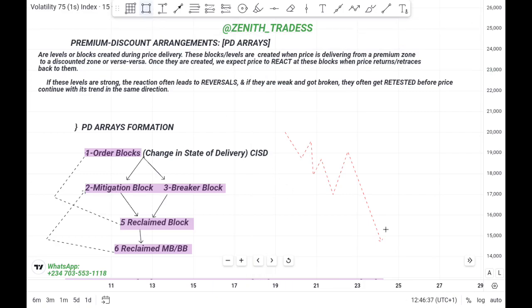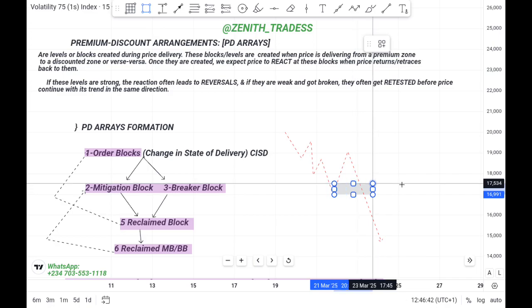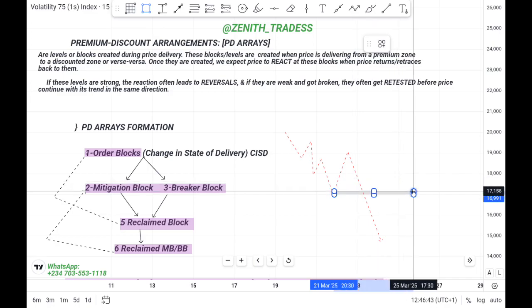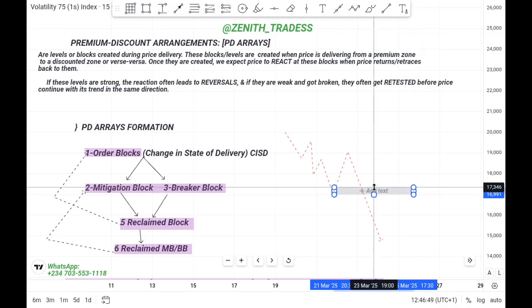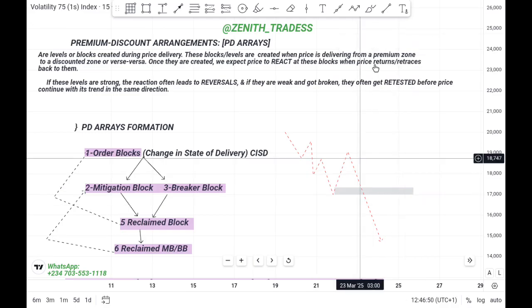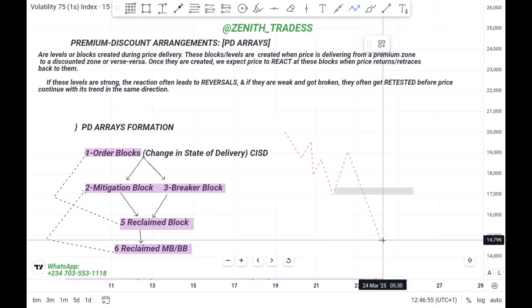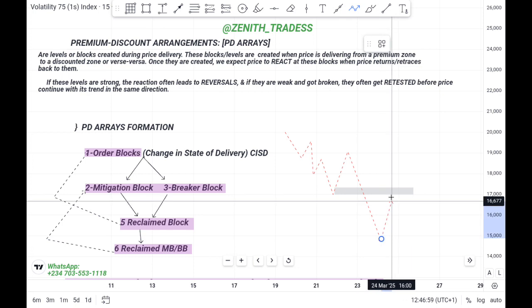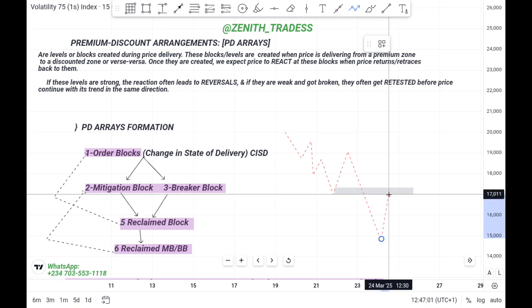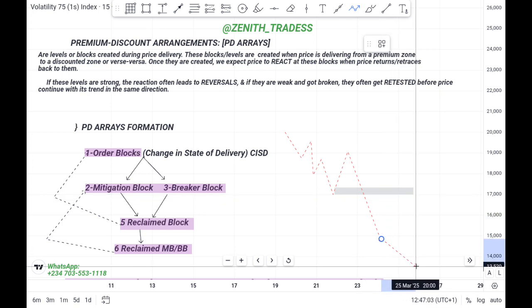But for the case of reclaim block, let's see what will happen. So this is the right way to draw the order block. Let's say this is the order block that got filled. This is the block that failed. We anticipate it to hold, but it eventually failed. Now that it has failed, if it's going to be valid for it to form either a breaker or a mitigation, then price is going to retest. After it retests, it will now continue with its bearish trend.